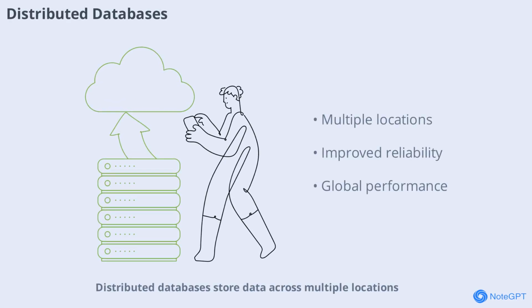Distributed databases store data across multiple locations, often in different geographic regions. This setup improves reliability, availability, and performance, especially for global applications. Data is synchronized between sites, ensuring consistency and quick access for users worldwide. However, distributed systems also introduce challenges like data replication and network latency.